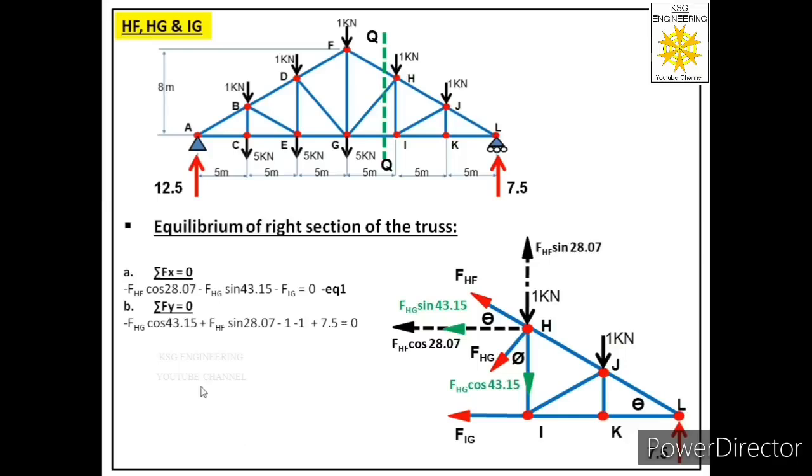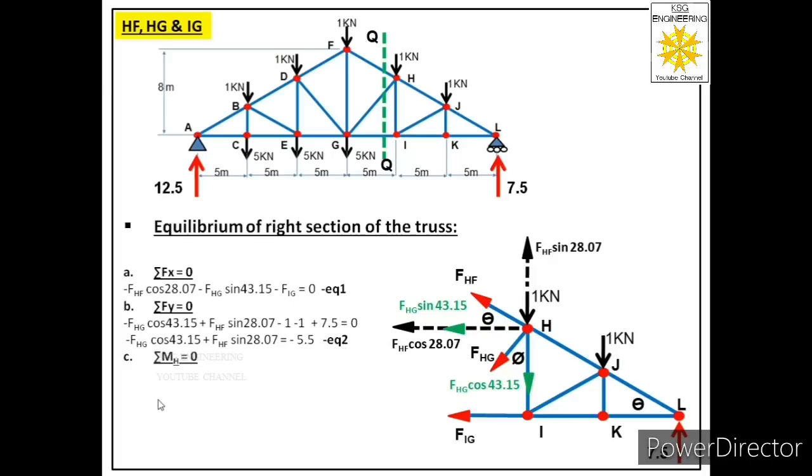So equation will be minus FHG cos 43.15 plus FHF sine 28.07 minus 1 minus 1 plus 7.5 equal to 0. So from here we will get equation minus FHG cos 43.15 plus FHF sine 28.07 equal to minus 5.5. So in this equation again we have two unknowns. So we cannot solve it. Let us call this equation as equation number 2.